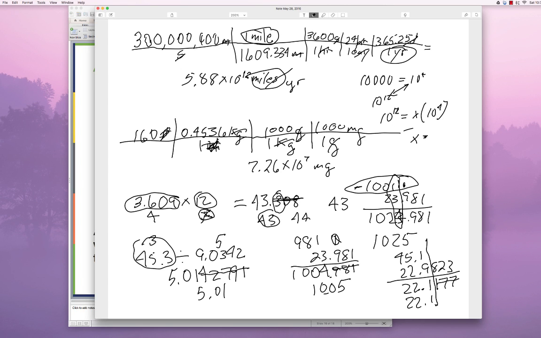So x would be 10 to the 12th divided by 10 to the 4th. When you divide, you subtract the exponents. So 4 subtracted from 12 is 8. So it would take 10 to the 8th stacks. Now 10 to the 9th is a billion, so 10 to the 8th stacks is 100 million. So 100 million stacks would be required in order to have $1 trillion.